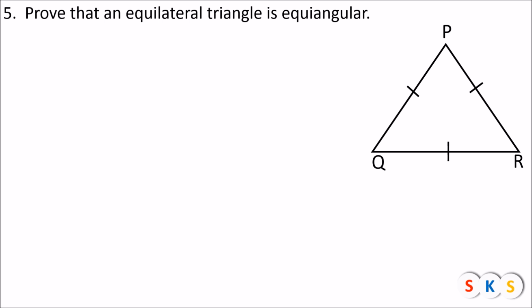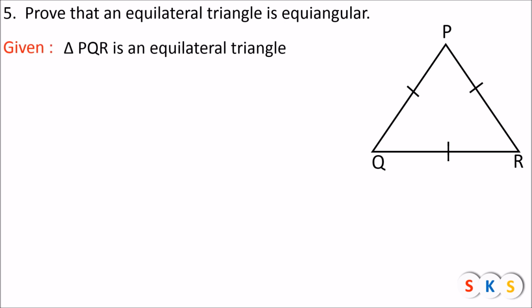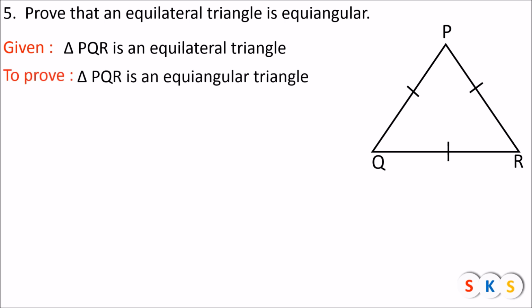You can see that all sides have got the same mark in this figure. So given is triangle PQR is an equilateral triangle. What we have to prove? Triangle PQR is an equiangular triangle. Equiangular triangle means equal angle triangle. It means we have to prove here angle P congruent to angle Q congruent to angle R.